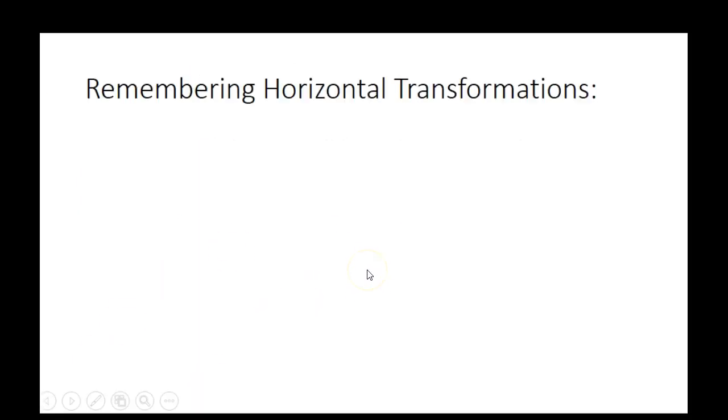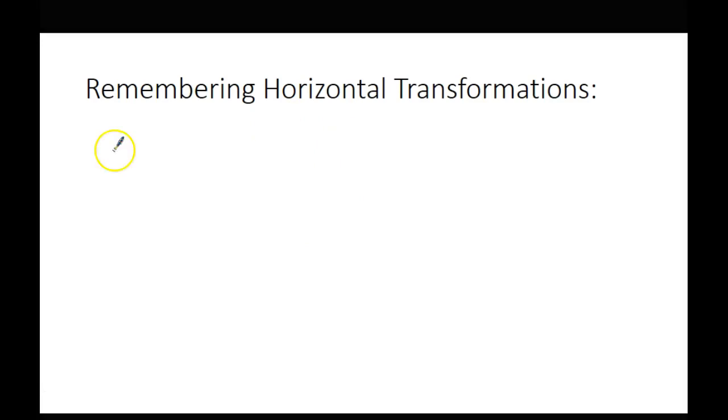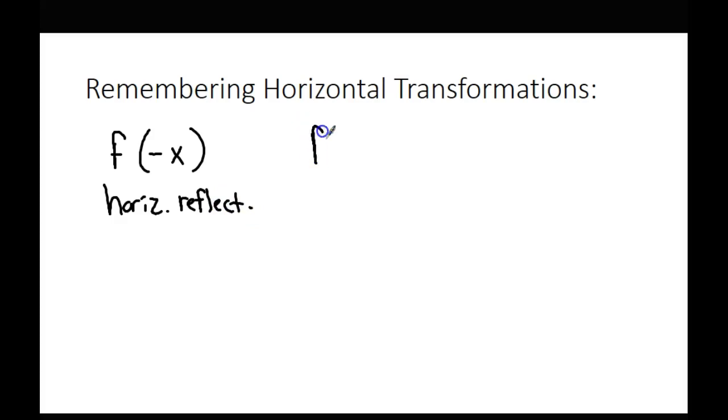All right. So let's just refresh our memories first. What does this do? So it's a horizontal one, because anything inside the parentheses is horizontal, right? And we learned that last Thursday. How about this?